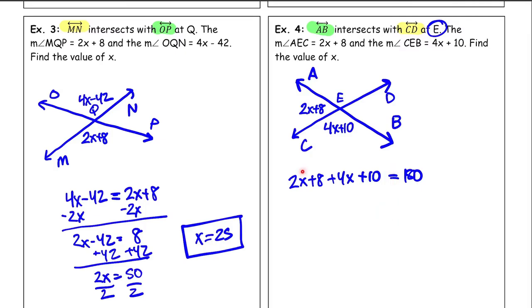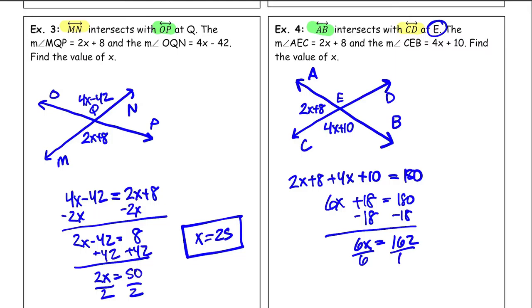And all this stuff's on the same side. So I'm going to combine my x's, and I'll combine my numbers. So doing that, 2x and 4x is 6x. 8 plus 10 is 18. So 6x plus 18 equals 180. I'll subtract 18 from both sides. That gives me 6x equals 162.